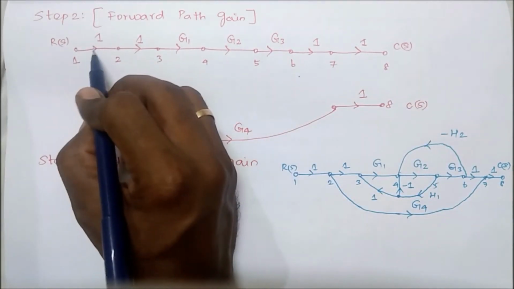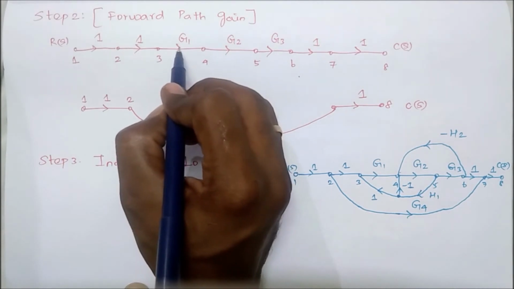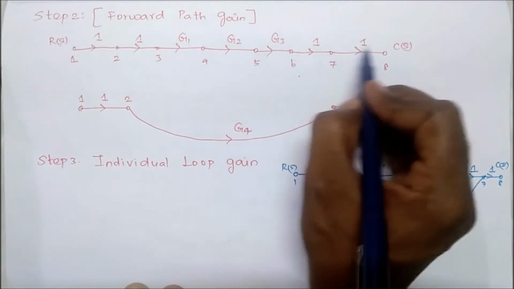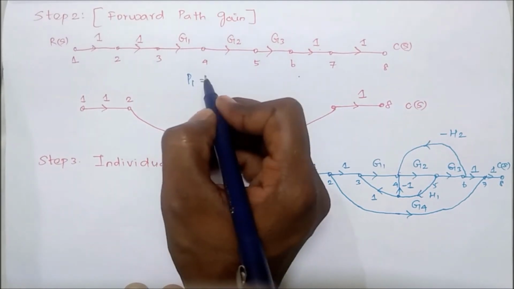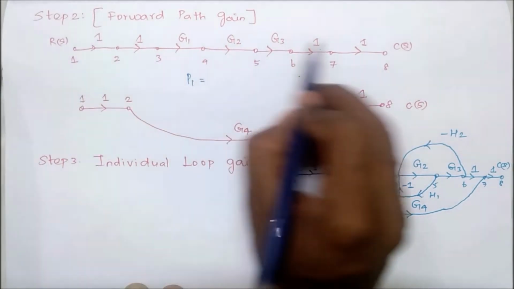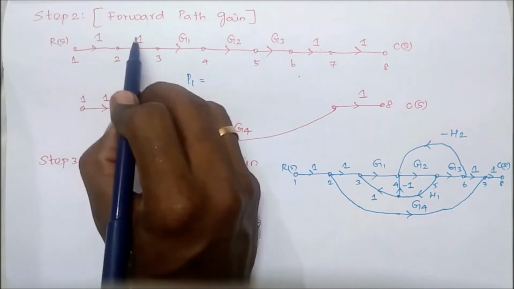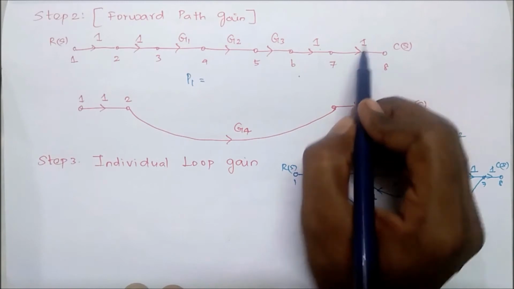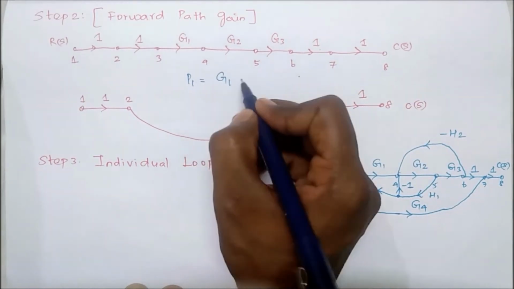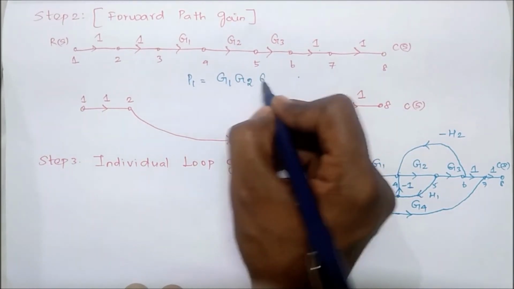Its branch gains are 1, 1, G1, G2, G3, 1, 1. This is the first forward path. Its gain is the multiplication of all individual branch gains: 1 into 1 into G1 into G2 into G3 into 1 into 1. Therefore, finally P1 equals G1 G2 G3.